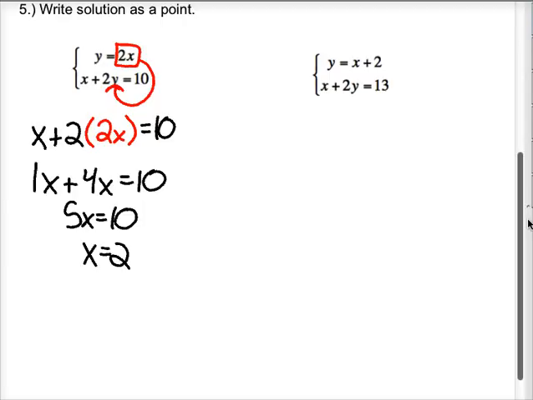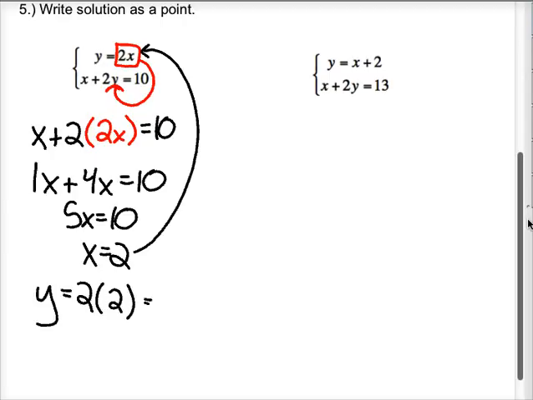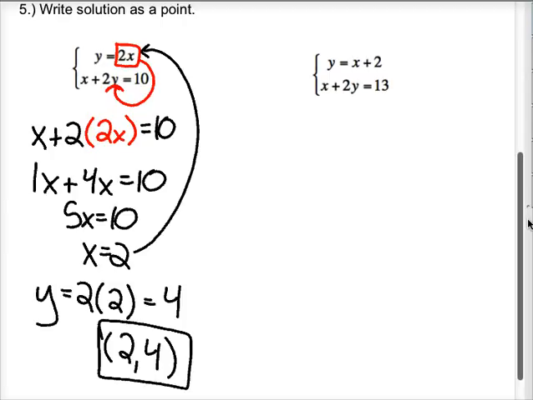Now, however, hopefully you remember from graphing that we're talking about a point. Well, points need an x and a y. So that means I'm not quite done yet. It means I have to plug that back into my box to get y. Because if y is 2x, and I know now that x is 2, well, that's going to give me a y of 4. So my solution is going to be 2, 4. That's going to be my answer to this system, the point that is true for both equations.